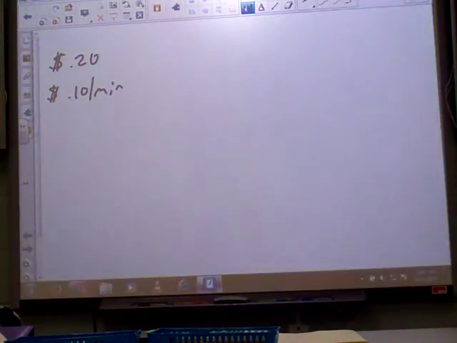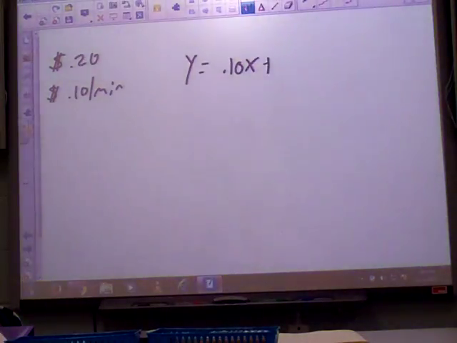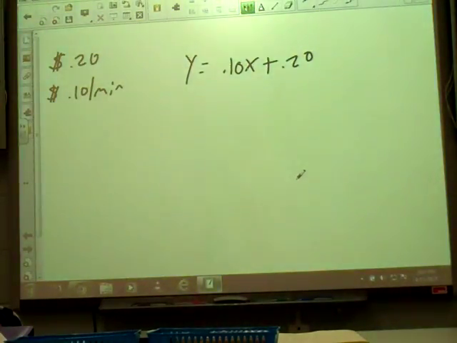I think I know it. All right, Mason, hit us. I think it's y equals 0.10x plus 0.20. What do y'all think? Yep. So I could say, if I talked on the phone 10 minutes, how much would that cost me? What would I do to figure that out?